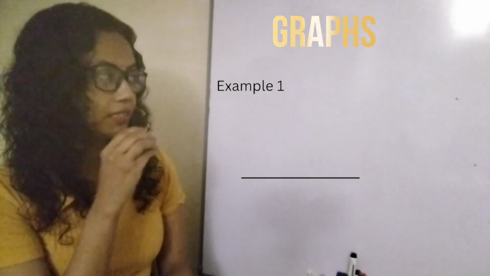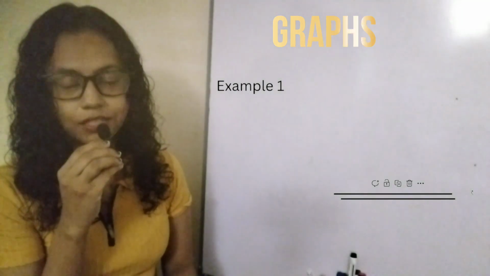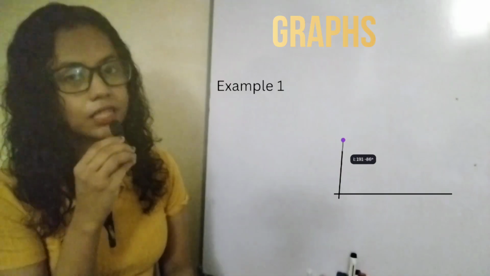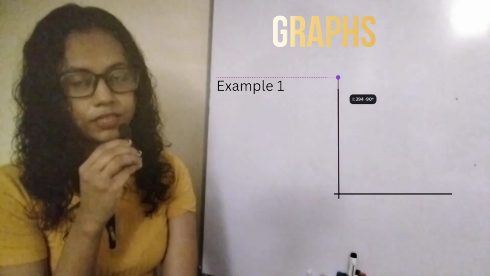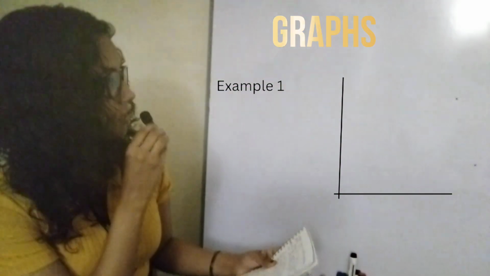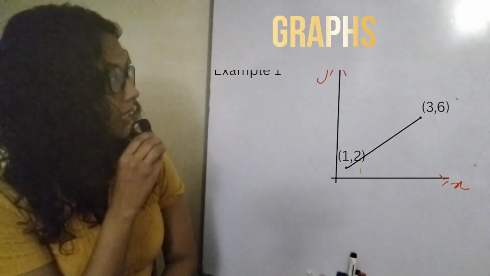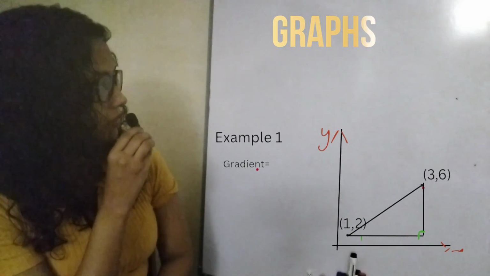Now let's move on to example 1. In example 1, we have been given 2 points. By using these 2 points, we are supposed to find the gradient of the line. So the 2 points are point A is 1, 2 and point B is 3, 6.